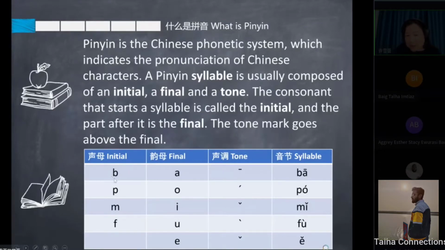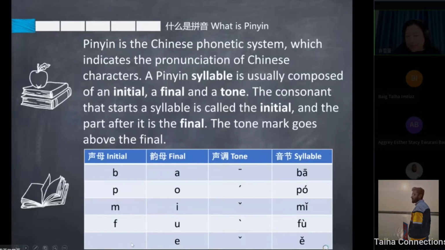This one is written as the English letter B, but in pinyin it is read bo. And this one, it's a vowel, and in Chinese pinyin it is a final, not A, but a. And this one is the tone mark. So, bo a ba. Po o, po. And the second tone, po. Again, another one, mo i, mi. Fo u, fu.